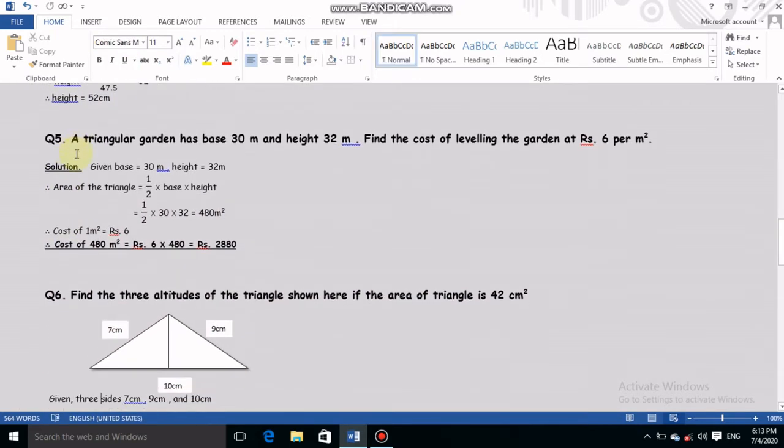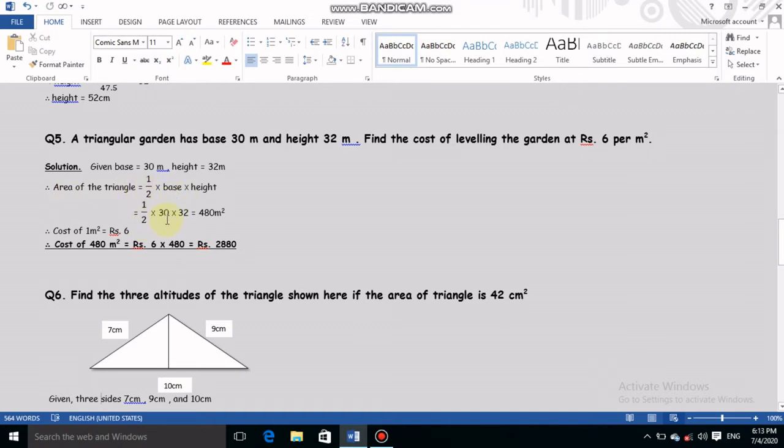Number 5. A triangular garden has base 30 meter and height 32 meter. Find the cost of leveling the garden at rupees 6 per meter square. Given base is 30 meter, height is 32 meter. We have to find the area of the triangle. Area of the triangle is half into base into height.